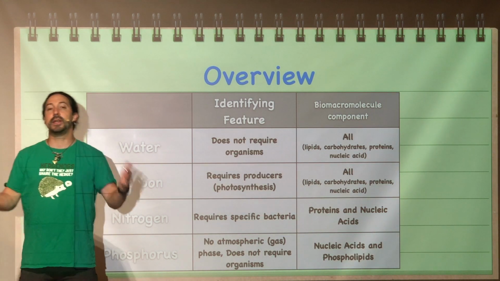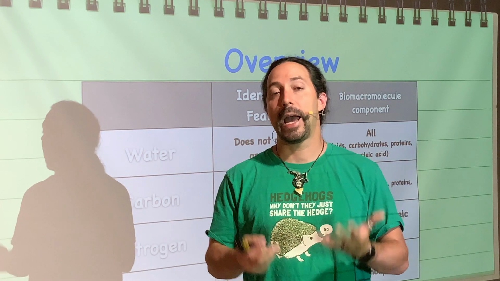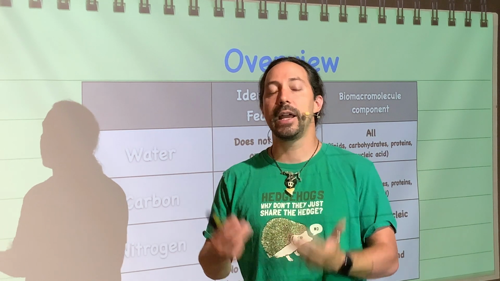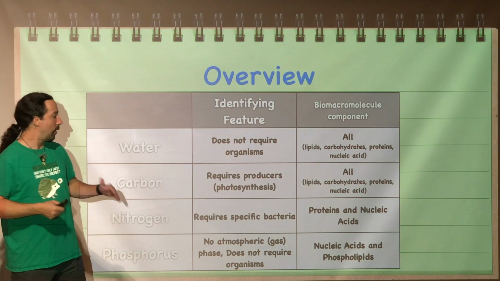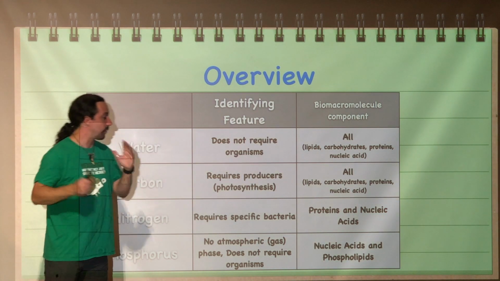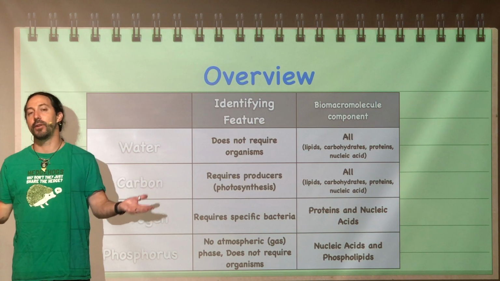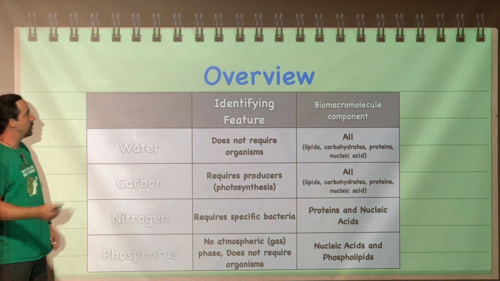Nitrogen, that is going to be used in our proteins and also in our nucleic acids. The proteins, their monomer is the amino acid, and they happen to have that amine group which has nitrogen in it. And our nucleic acids, they are all formed with different nitrogenous bases. So nitrogen is extremely important for those two biomacromolecules. And for phosphorus, well, that is only going to be used by our nucleic acids and a very specific type of lipid, which is going to be your phospholipid. And so that is where all of these different nutrients are going to be used.